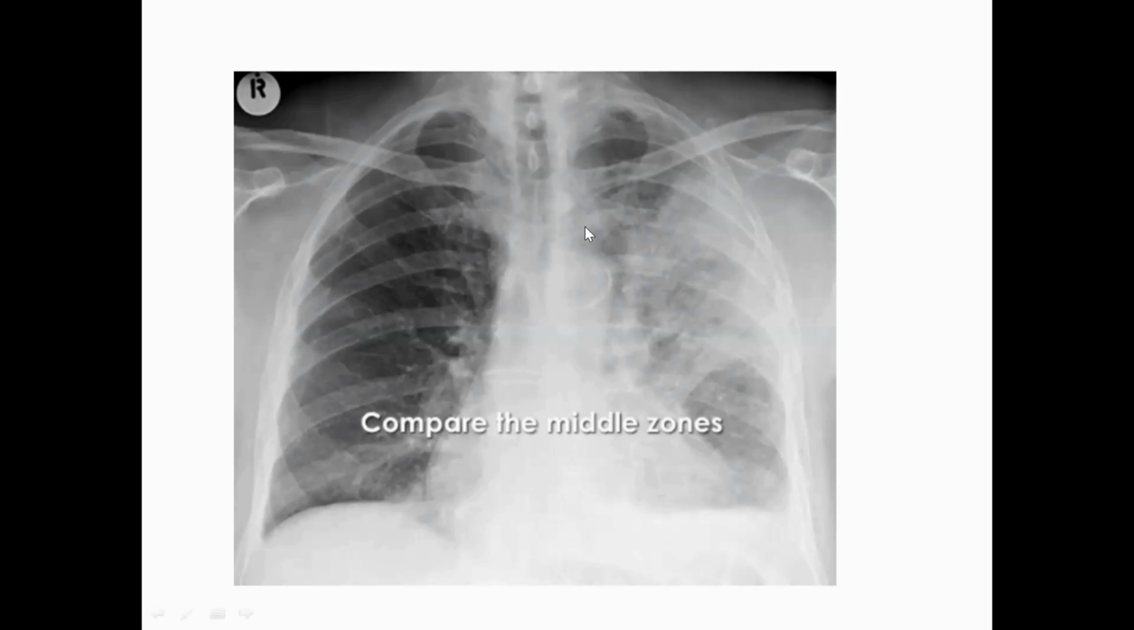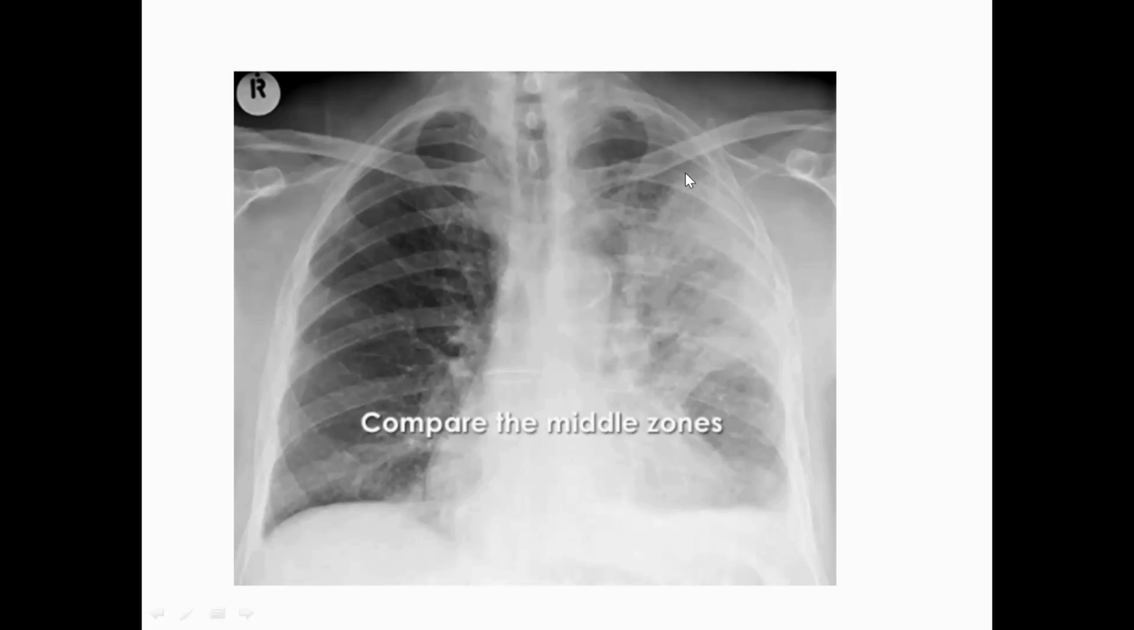Here, we said always compare. If we compare the apical regions, right and left, do you see any changes? They're almost the same, no changes. If you come to the right mid zone, it's normal, there are no abnormal densities or changes. If you come to the left one, how are we going to describe this? It's a typical consolidation of the left middle zone.